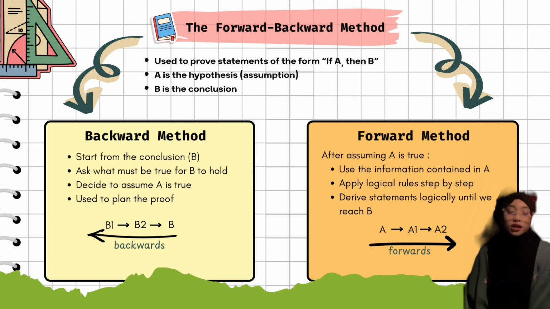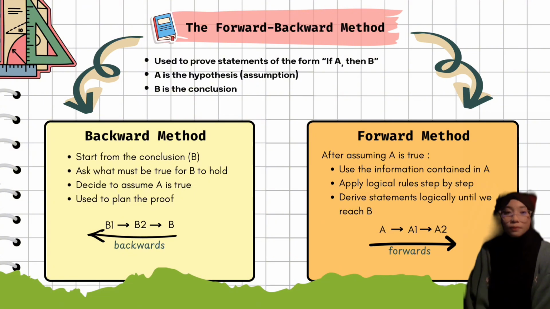This slide explains the forward and backward method, which is used to prove mathematical statements of the form if A then B. In this type of statement, A is the hypothesis or assumption and B is the conclusion. First, the backward method starts from the conclusion B. We ask what condition must be true for B to hold and we work backward step by step until we reach A. This method is mainly used to plan the proof and understand what we need to show.